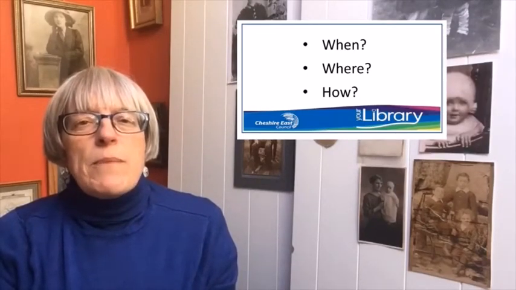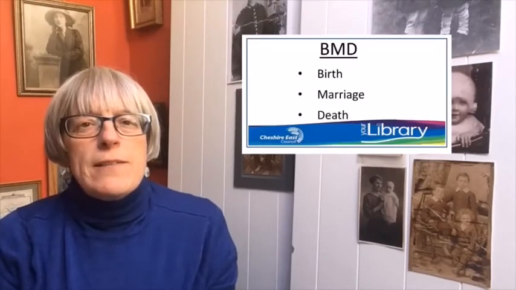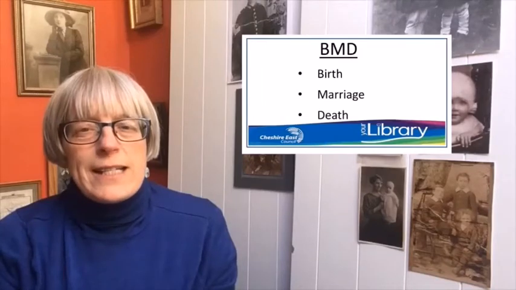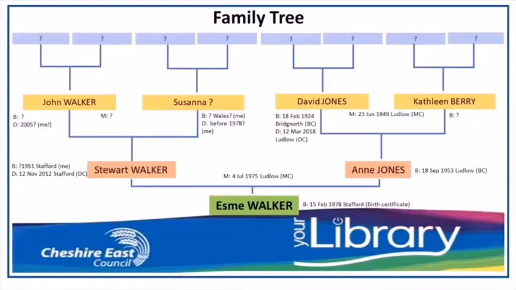Doesn't matter if it's come from a family member, that's fine. Complete as much as possible of the 3 pieces of information for all of your direct ancestors. Now at this stage you would expect to have a large number of question marks and gaps in your tree.